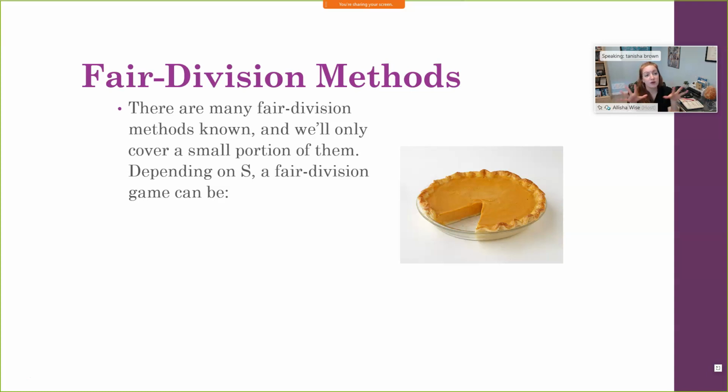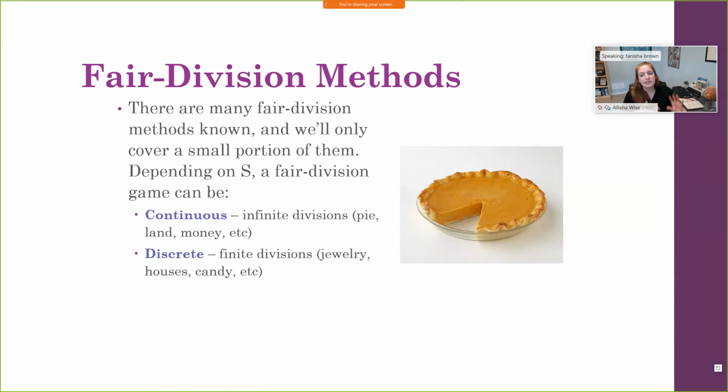So, and that's only a small portion of everything out there. Now, the way that we divide our goods, or our booty, is depending on what type of goods we have. The first one is a continuous good. A continuous good is where there's an infinite number of divisions. You can divide it in an infinite number of ways. And these are things like a pie, land, money, things that you can cut up in a multitude of ways.